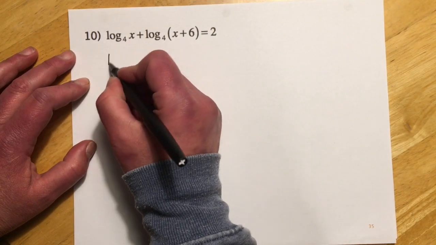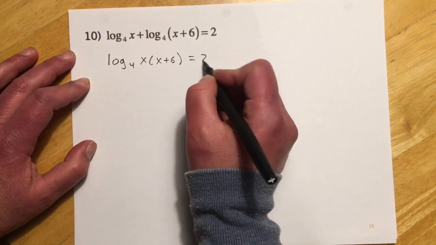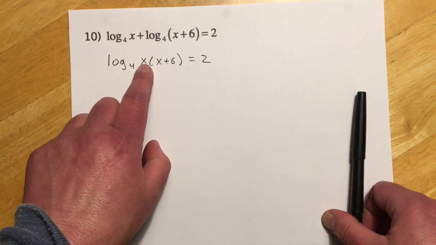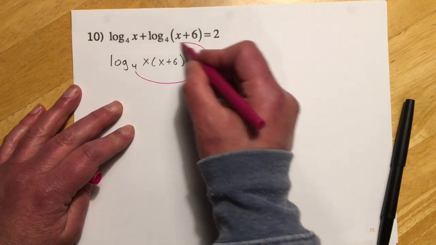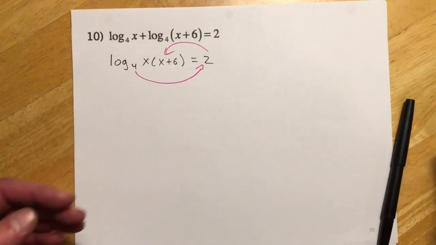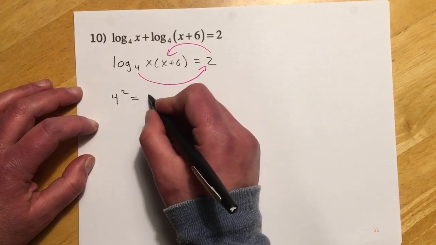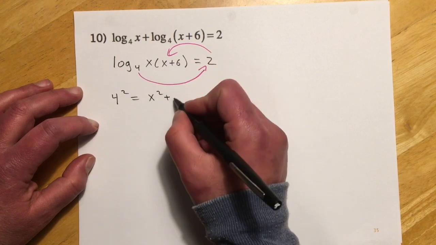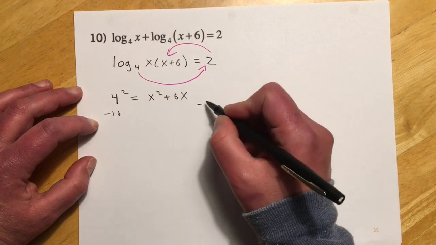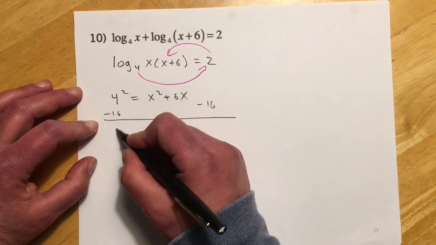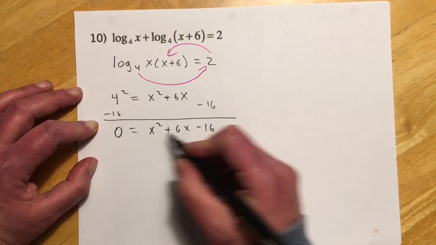Let's see, so number 10, I have log of 4x, x plus 6 equals 2. So I had a plus, so I'm using multiplication, writing it as a single log. And the second step is to change to exponential form. So we're going to go 4 squared equals, let's go ahead and go, x squared plus 6x. And then this is 16, so I'll subtract 16 on both sides. And I get 0 equals x squared plus 6x minus 16.